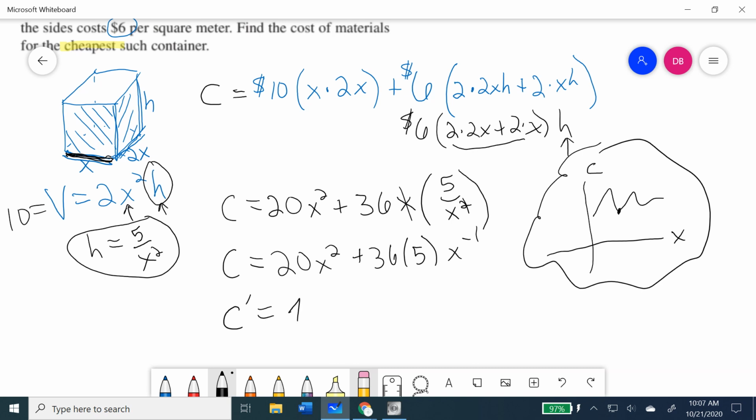Taking the derivative, we get 40x minus 36 times 5, x to the negative 2. So thank you. I appreciate that, because I'm not going to try and do arithmetic in my head while I'm trying to write this out.